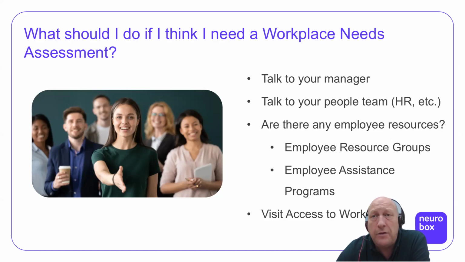Another thing that you can look at is whether there are any employee resource groups in your organisation. Typically this applies to larger organisations, but many have employee groups around things like disability and neurodifference, and very often these groups are great resources. Maybe your organisation has an EAP, an employee assistance program. You may have an occupational health provider or a healthcare provider. They can often be great sources of support as well.